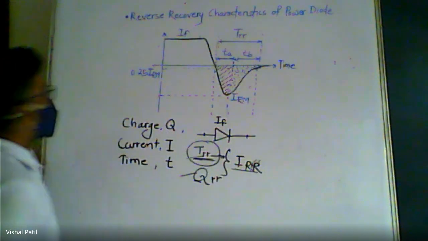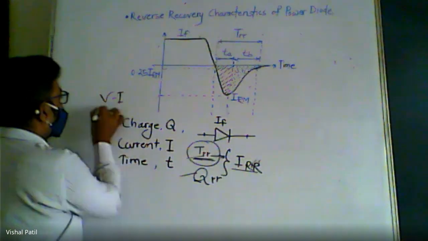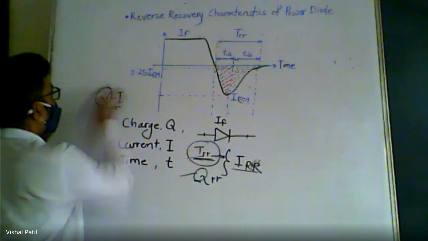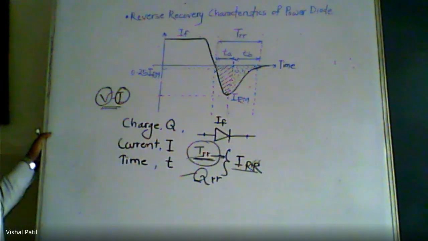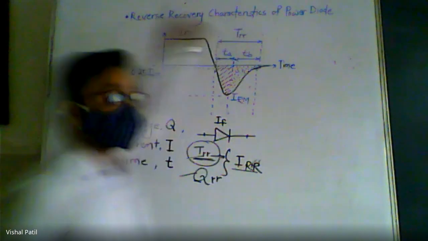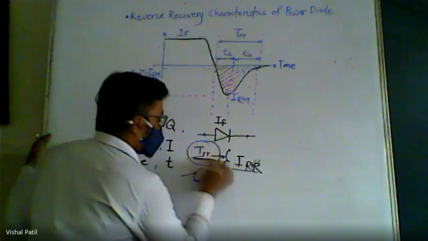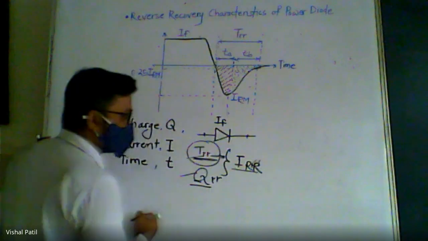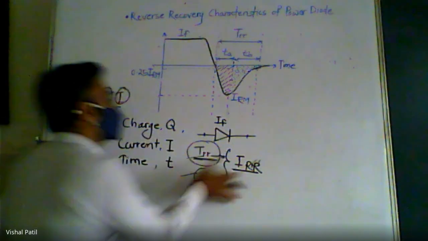Now, the other characteristic which we have already studied is the VI characteristic. VI characteristic stands for the forward voltage across the diode and the current through the diode. Now, we must know which parameters the characteristics are dependent on. Reverse recovery characteristics are dependent on reverse recovery time, reverse recovery charge, and reverse recovery current. So we have to get introduced to these three concepts.